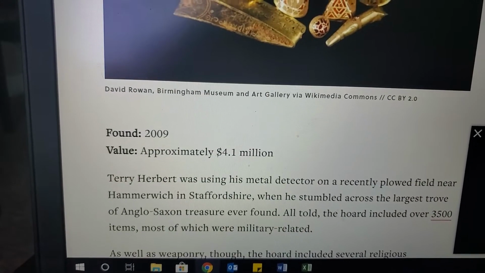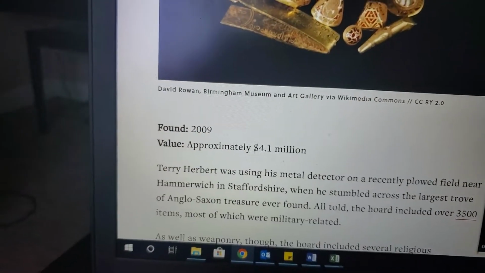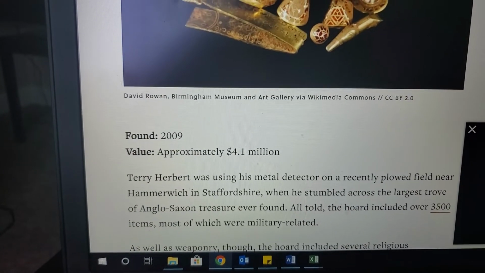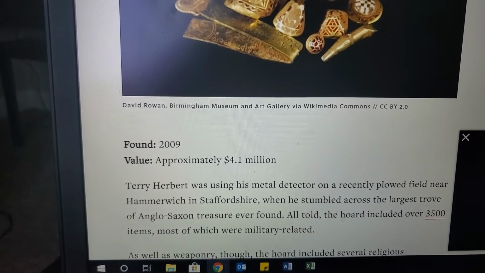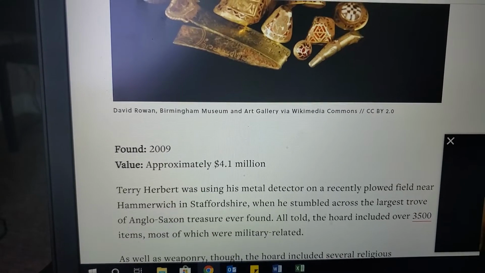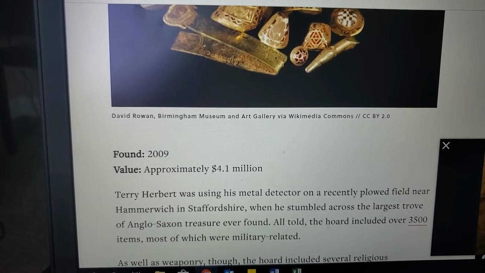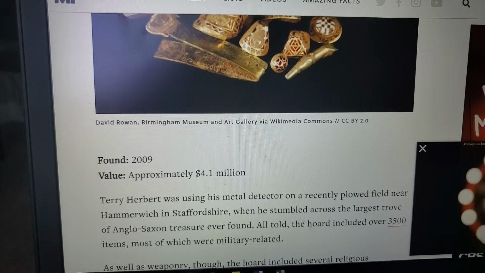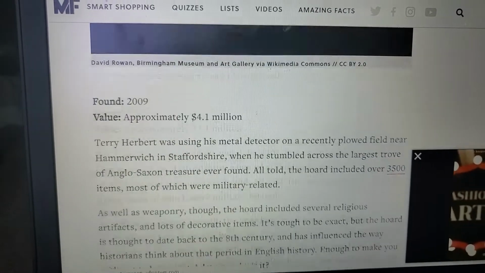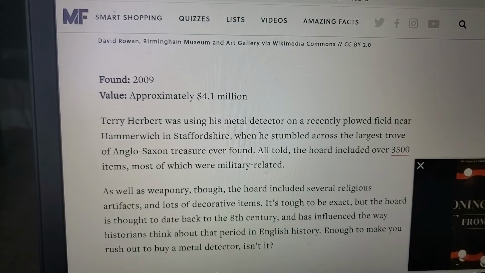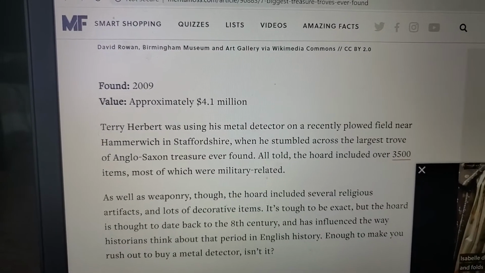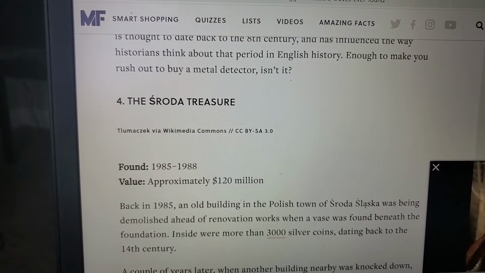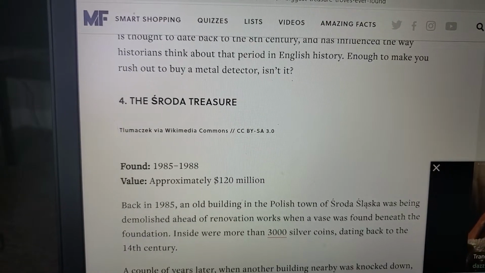Okay. So this one was actually found in 2009. And it is worth about $4 million. And he was using his metal detector near Staffordshire, which is in England, and he stumbled across a large treasure hoard, they call them hoards, that had 3,500 items that were mostly military related, like weaponry, religious artifacts, and stuff like that. We can also find treasure in other places too.